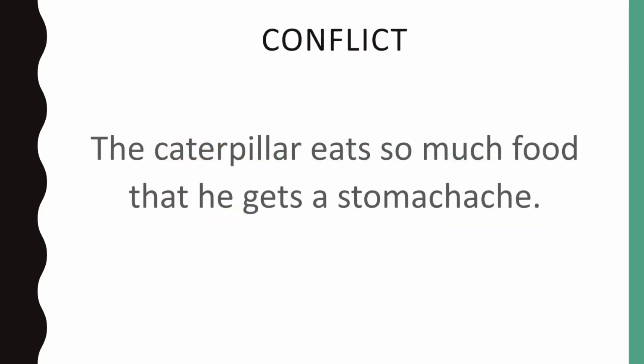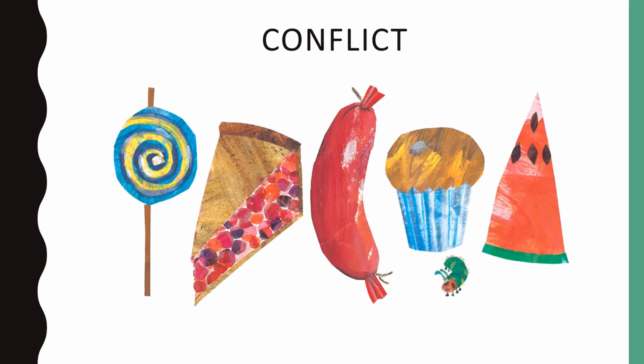Now let's talk about the conflict of the story, or what goes wrong. The caterpillar eats so much food that he gets a stomach ache. Here is the caterpillar right after he's eaten all of that food. He is not hungry anymore. In fact, he looks sad because he has a stomach ache.